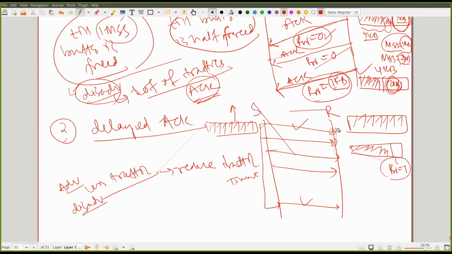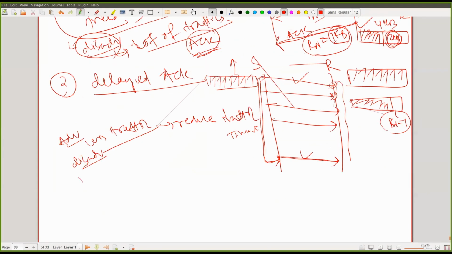But if I delay the ACK, then it may happen that a timeout occurs and the retransmission is going to occur at that point of time. So what is the disadvantage we understood out of it? The disadvantage is that it may result in unnecessary retransmission. Getting my point? Due to the delayed ACK, unnecessary retransmission may happen. Whatever packet is already received, my sender is going to retransmit those packets.